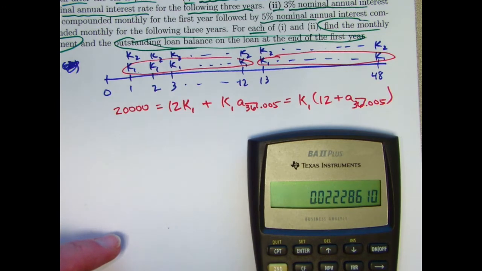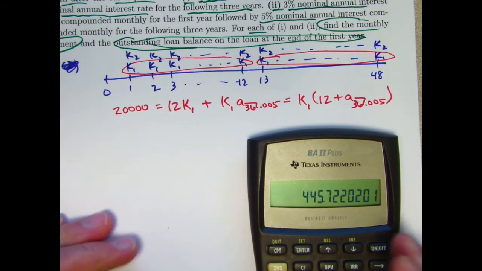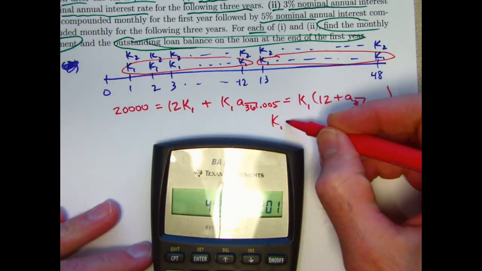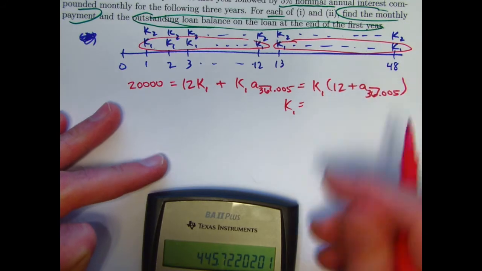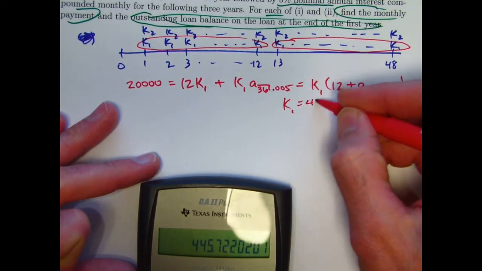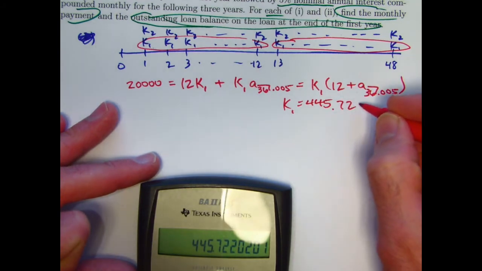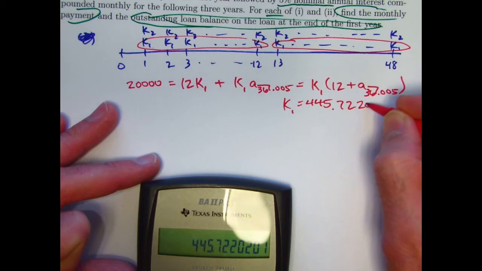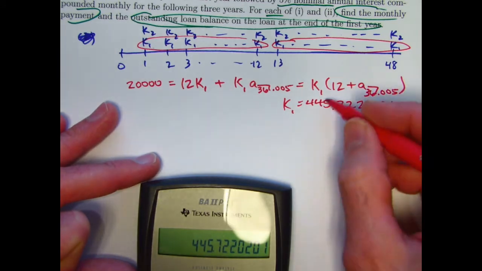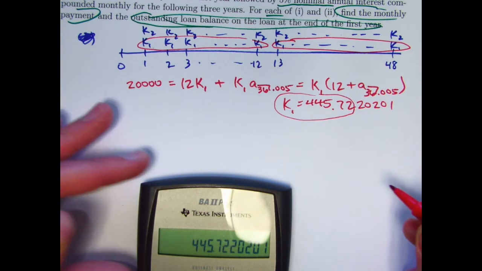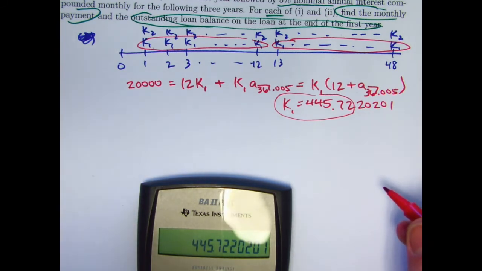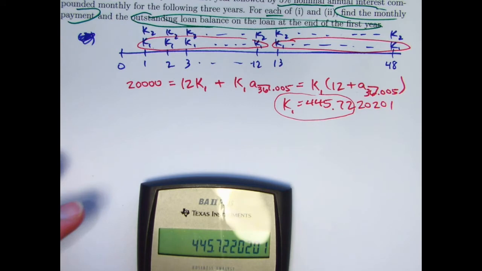Take its reciprocal and multiply times 20,000 to get the monthly payment out, but I multiplied by 200,000. Let me divide by 10 now. So the monthly payment K1 is 445.72 to the nearest cent, and that's how you'd want to report your answer. Let me carry more decimals in case I need more decimals later on. But again, your answer you'd round to the nearest cent if you were dealing with dollars here. What about the second option now?